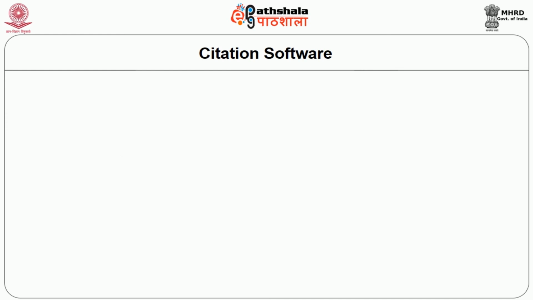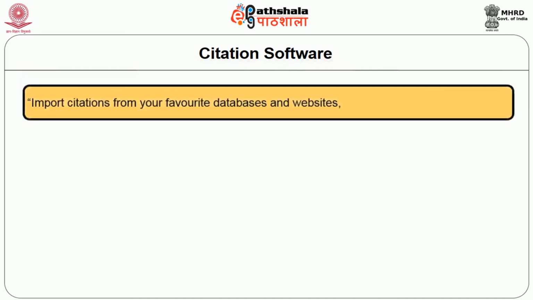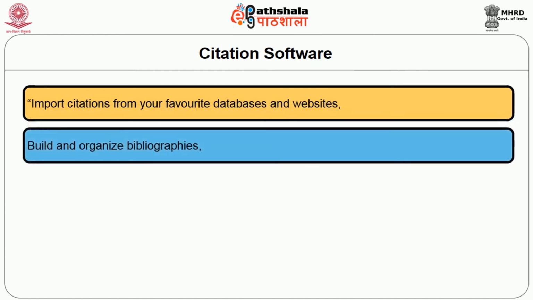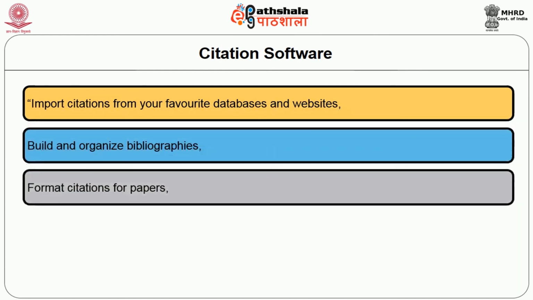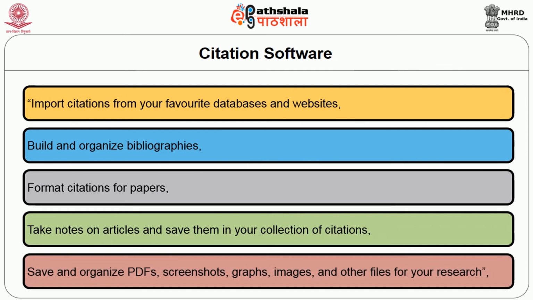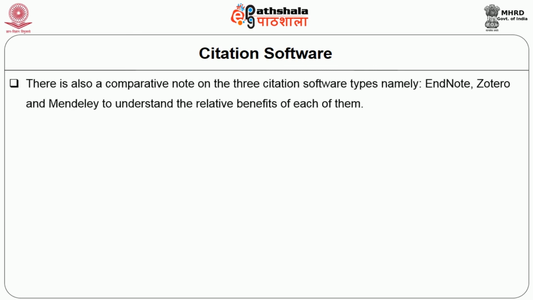According to the web page mentioned above, citation software can import citations from databases and websites, it can build and organize a bibliography, it can format citations for papers, and it can offer taking notes on articles and save them in the collection that is created for one's own convenience. It can save and organize PDFs, screenshots, graphs, images and other files for research. There is also a comparative note on the three citation software types, namely EndNote, Zotero and Mendeley, to understand the relative benefits of each of them.